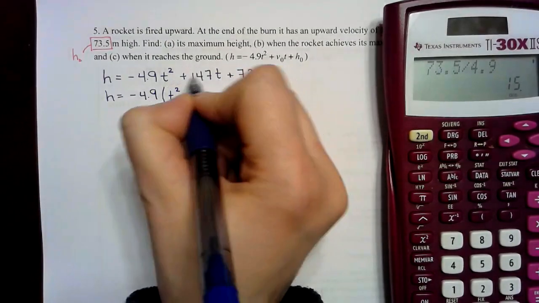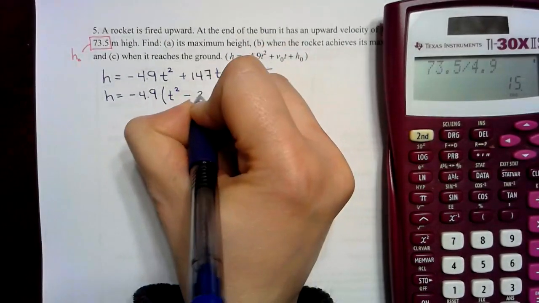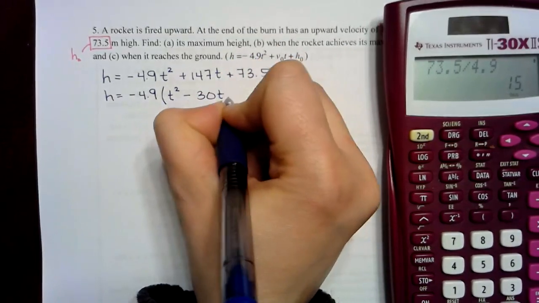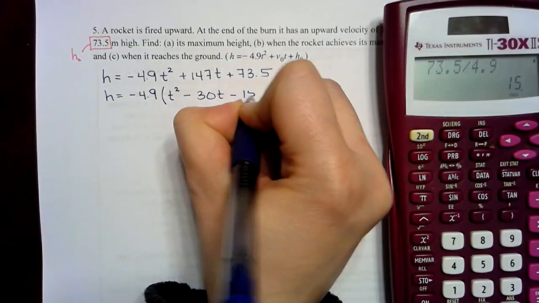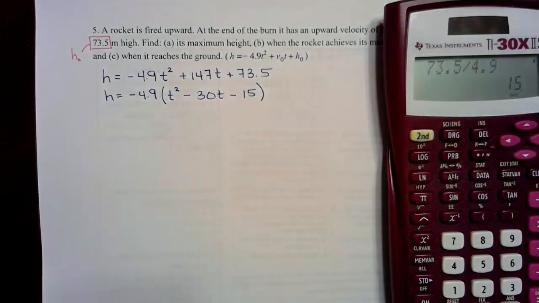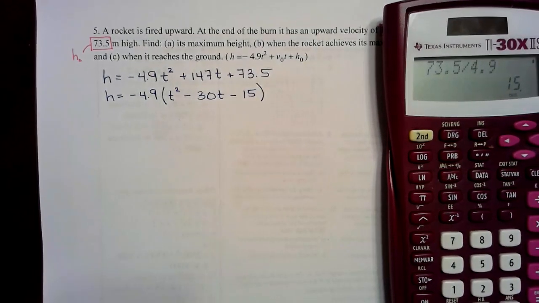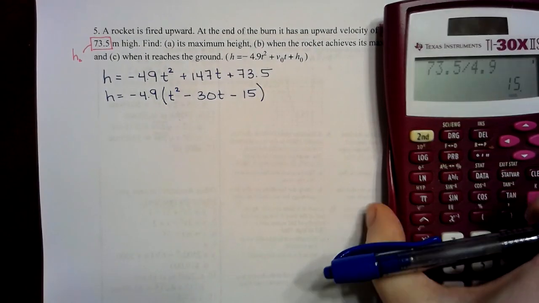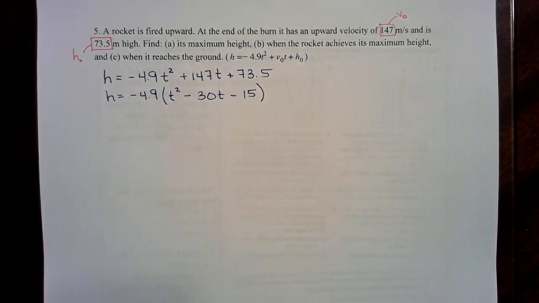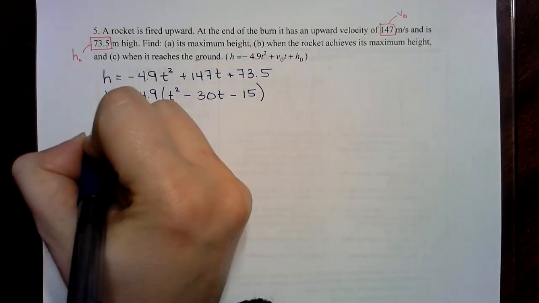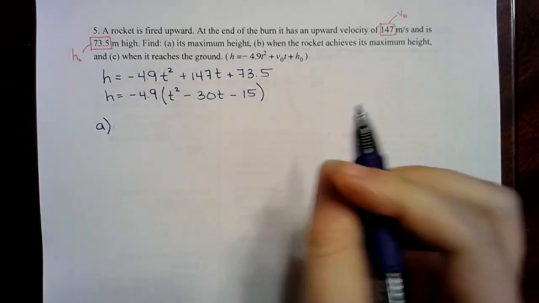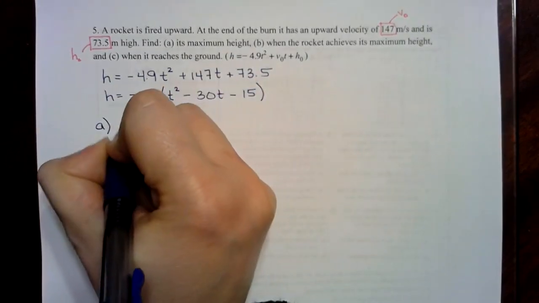So if I'm factoring out a negative, that will be minus, and again, minus. So now I have this much better looking formula. Now that I have a nice looking formula, I'm going to try and actually find the answers to parts A, B, and C. So the maximum height.